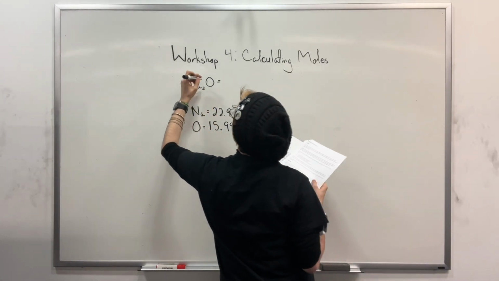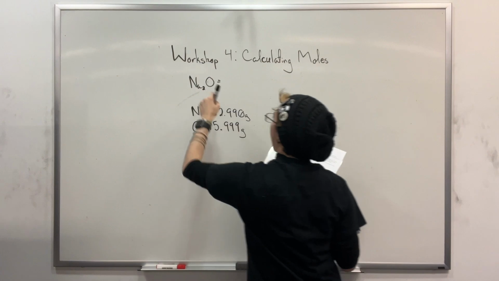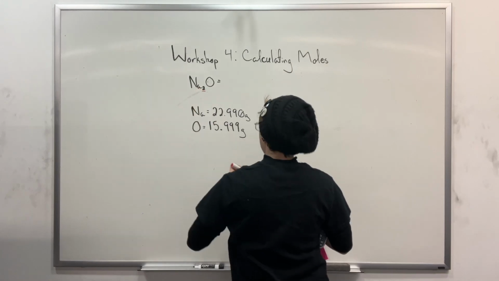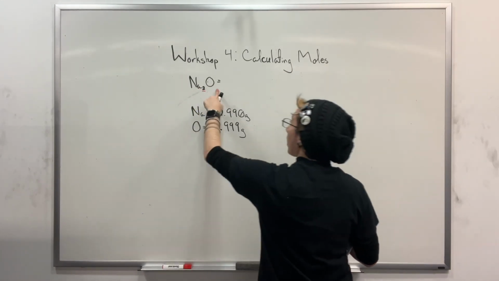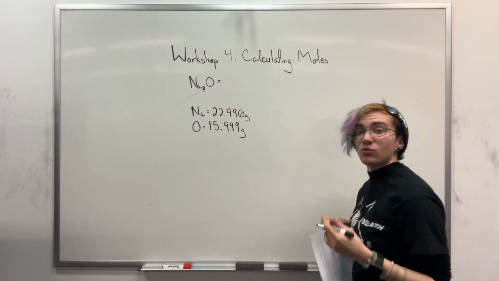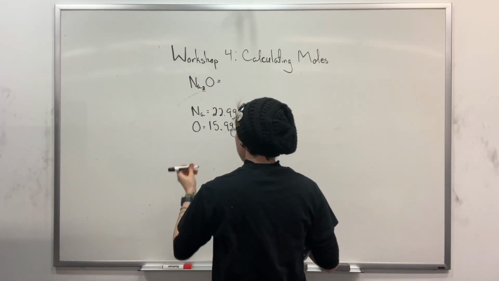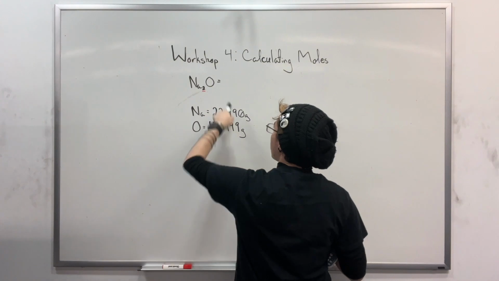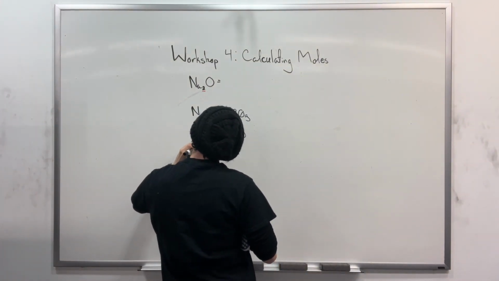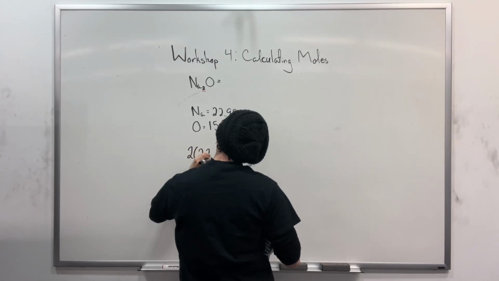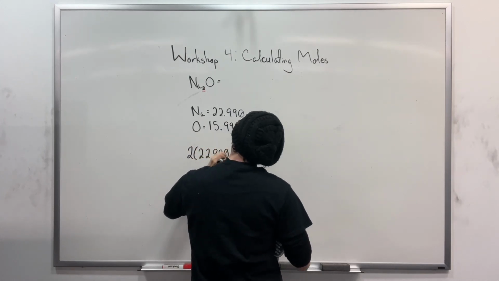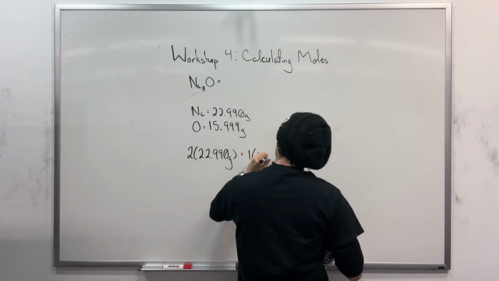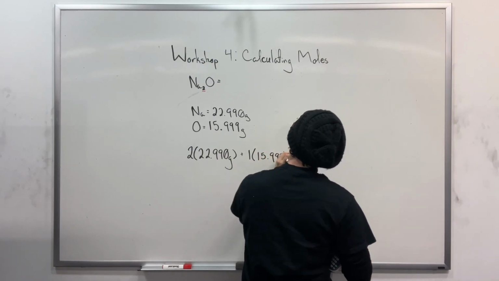And now based on the formula, the subscripts tell us how many moles of each atom we have. Sodium has a 2 next to it, so we have 2 moles of sodium. Oxygen has no subscript next to it, so we only have 1 mole of oxygen. And so to find the formula mass of this entire compound, we add together 2 moles of sodium and 1 mole of oxygen. 2 times the mass of 1 mole of sodium plus the mass of 1 mole of oxygen.